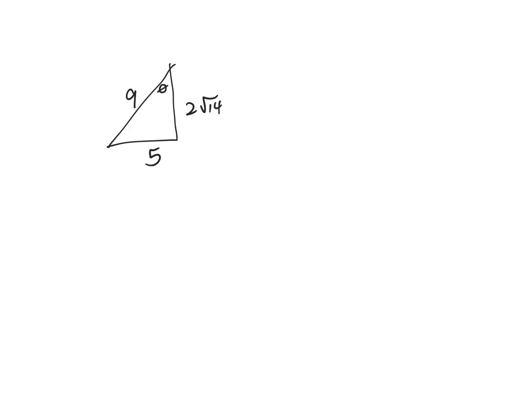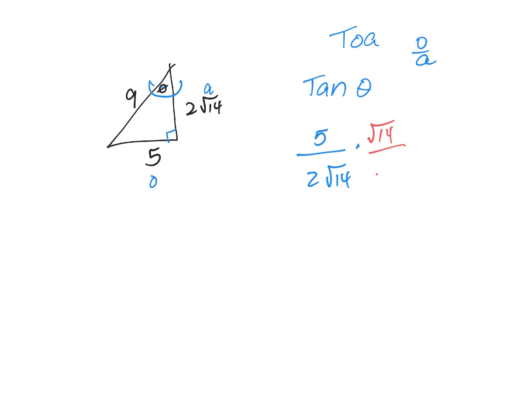Okay. So this guy wants tangent of theta. And if you remember, tangent is TOA, which is opposite over adjacent. So I'm going to mark theta, and this would be the opposite, and this would be the adjacent right there. So put them where they go. And then we're going to multiply by root 14 over root 14. That's why we did that the other day. So you guys would be pros at that. And it's 5 root 14 over 28. And then you just make sure that this doesn't reduce, and it does not. So that is your answer.